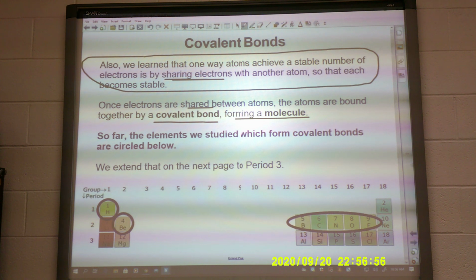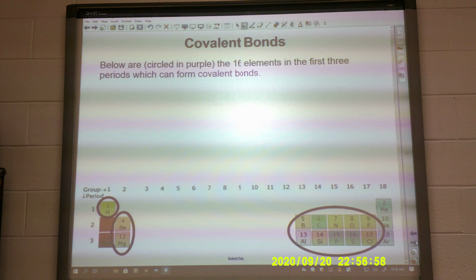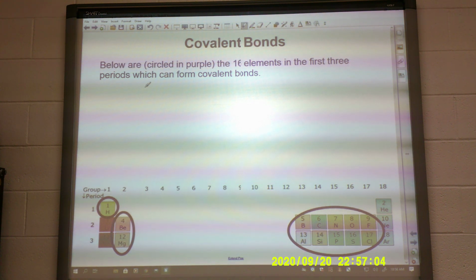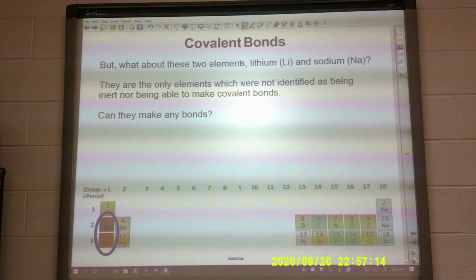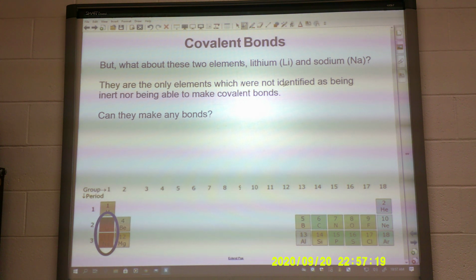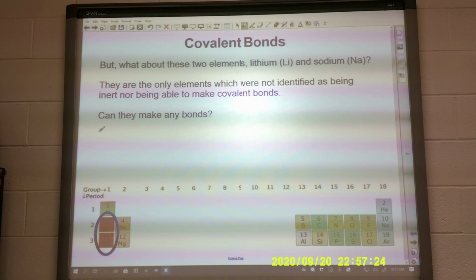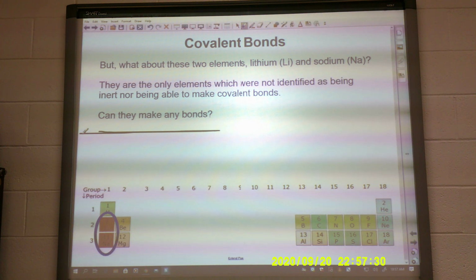We extend that on the next page to period 3. Below are circled in purple the 16 elements in the first 3 periods which can form covalent bonds. So these can all share electrons to become more stable. But what about these two, lithium and sodium? They are the only elements which are not identified as being inert, nor being able to make covalent bonds. So what kind of bonds do they make? A big hint would be the title, ions and ionic bonds, so it's probably going to be an ionic bond.